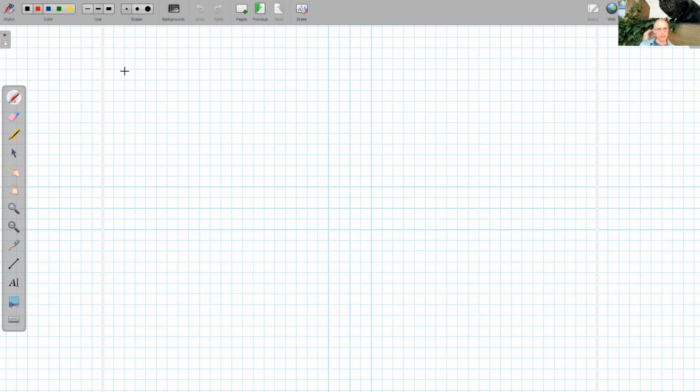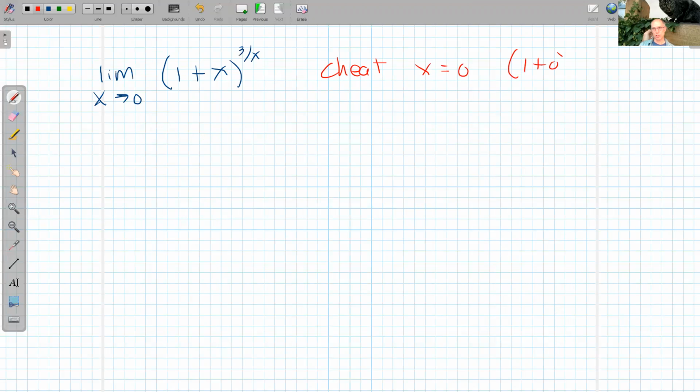So we are looking at the limit as x approaches 0 of 1 plus x in parentheses raised to the power 3 over x. And I tried to cheat the limit by just plugging in x equals 0, and I got 1 plus 0 raised to the power 3 over 0, and up here I have a problem. Uh-oh, I have 3 over 0, which is undefined. So I have 1 to this power 3 over 0. So I've got some work to do.